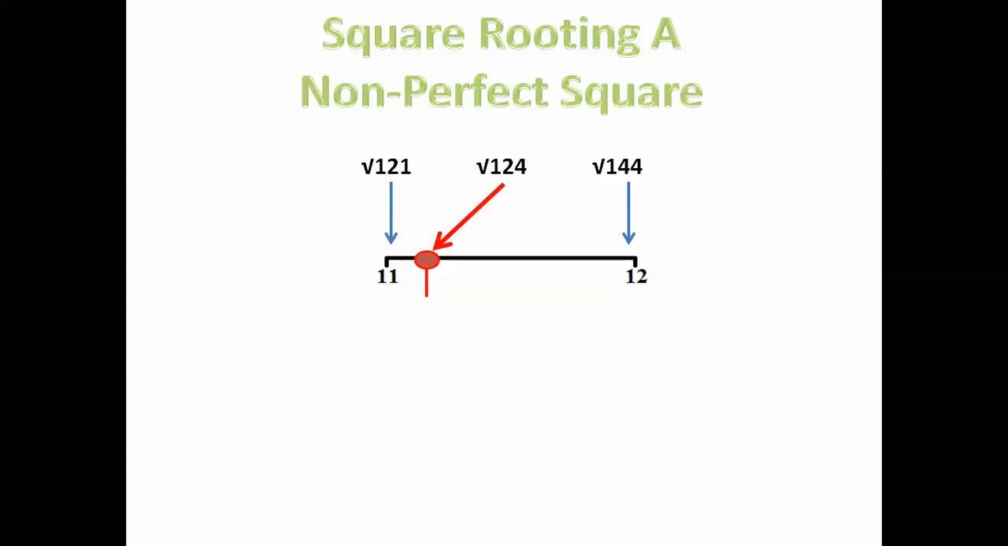So our square root is going to be closer to 11, and I'm going to estimate it to be around 11.1. Now if you said 11.2 or 11.3, you're in pretty good range. Getting to 11.4 or 11.5 is probably a little too high since we are so close to 121.